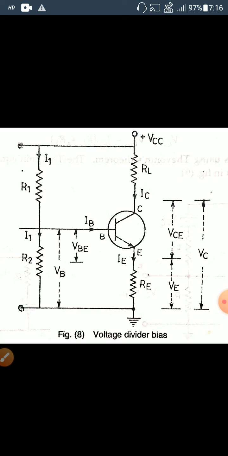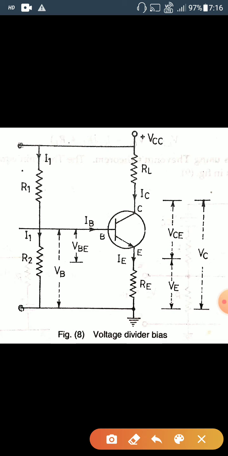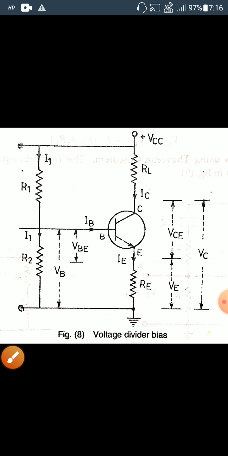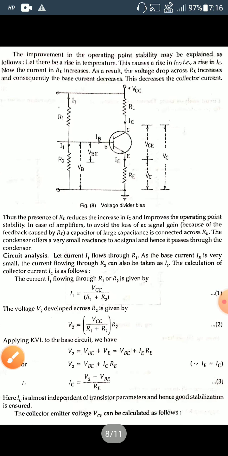Look here, an R2 is connected. This is R1 and R2. In the previous picture only this kind of portion was present. So here an extra R2 is connected, and due to that modification, a very important criterion is created.